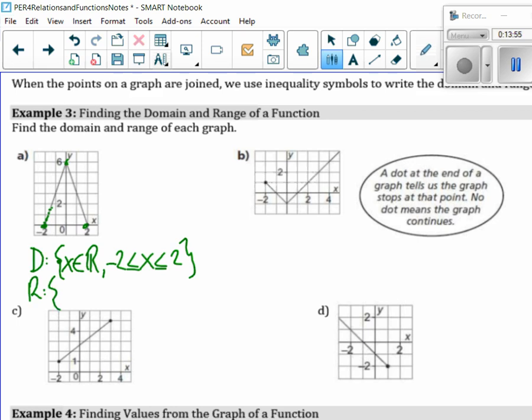Okay? So now we're going to say our range. We're going to begin it with y is an element of the reals. So y can be anything, but it has to be between what and what? 0 and 6. Do you know where you're looking? 0 and 6. And can it equal 0 and 6? Yes. So, whoops, I put the line under the wrong one there.